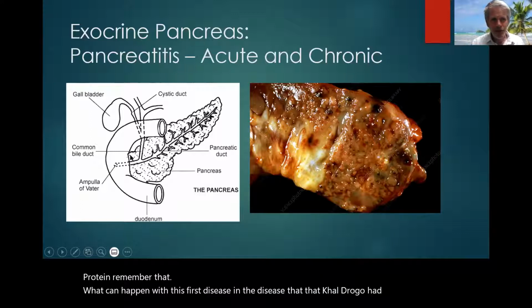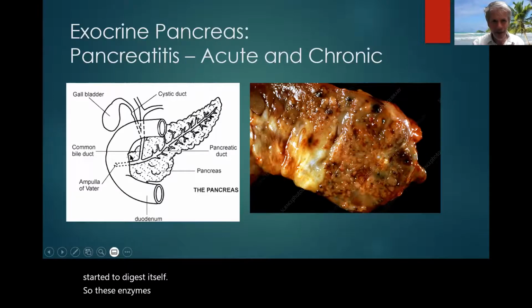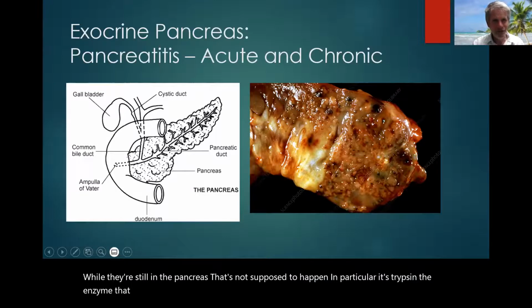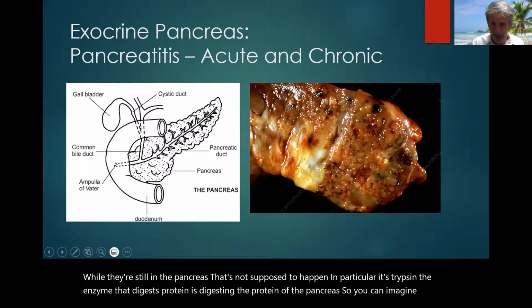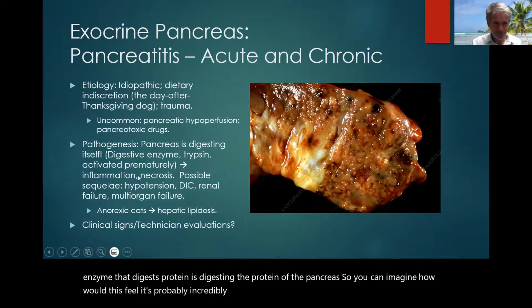What can happen with this first disease, the disease that Cal Drogo had, is the pancreas starts to digest itself. These enzymes become activated while they're still in the pancreas. That's not supposed to happen. In particular, it's trypsin, the enzyme that digests protein, digesting the protein of the pancreas. So you can imagine how this would feel. It's probably incredibly painful.